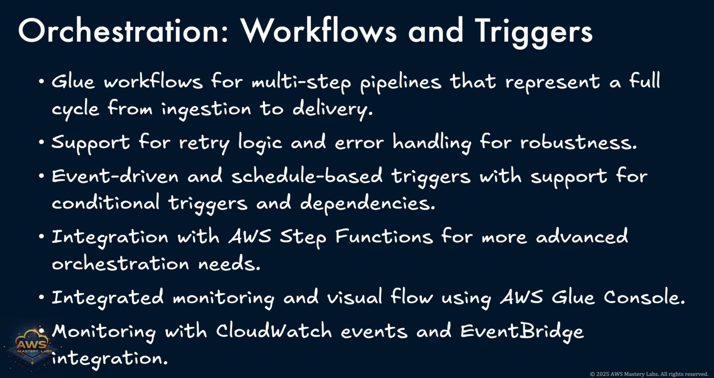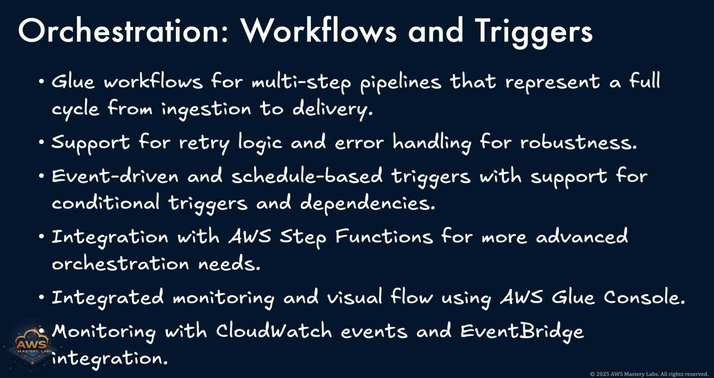A key strength of AWS Glue is its ability to orchestrate complex data workflows end-to-end. At the heart of this capability are Glue workflows, which let you string together multiple ETL jobs and triggers into a cohesive pipeline. These workflows can represent the entire lifecycle of data, from raw ingestion all the way through to transformation and delivery, making it easy to visualize and manage each stage of your data flow.